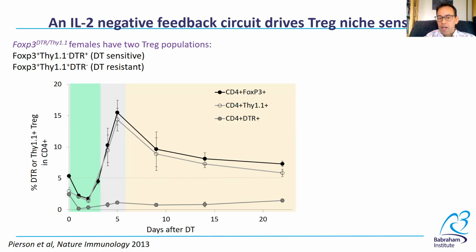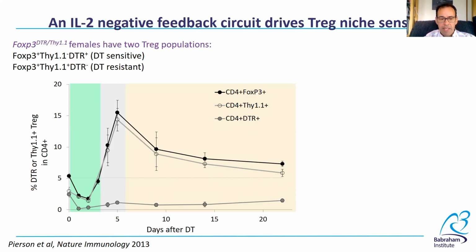And then it takes quite a long time to dwindle back down to its normal size. Now, when we look at the DTR positive Tregs, these Tregs go down to almost zero after being injected with diphtheria toxin, and they take a very long time to recover. So the recovery is not because of a new wave of Treg formation, which would be split 50-50, but rather the surviving Tregs are expanding in number.